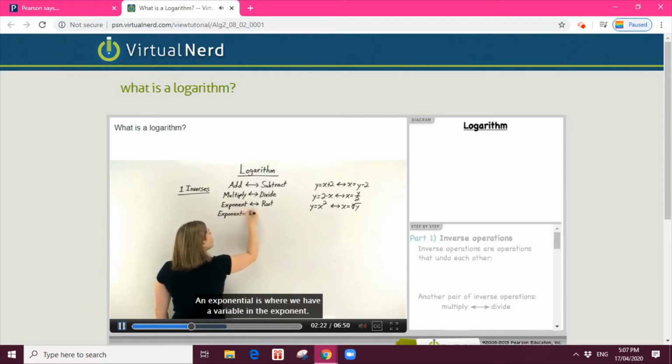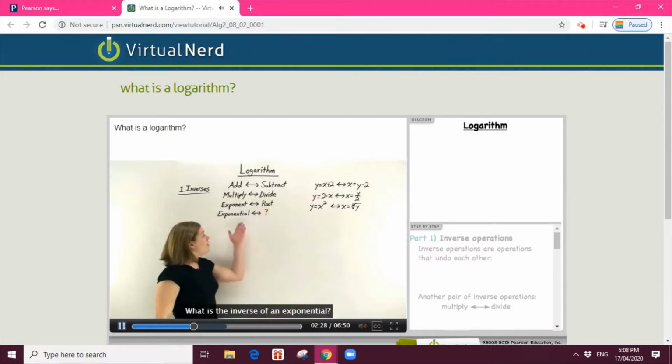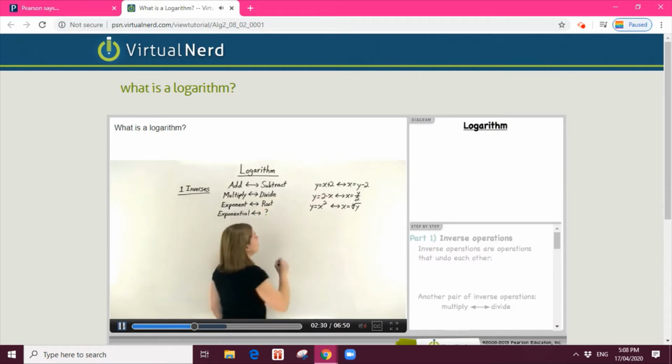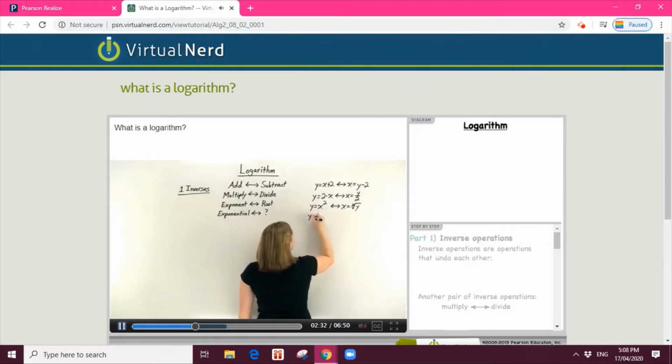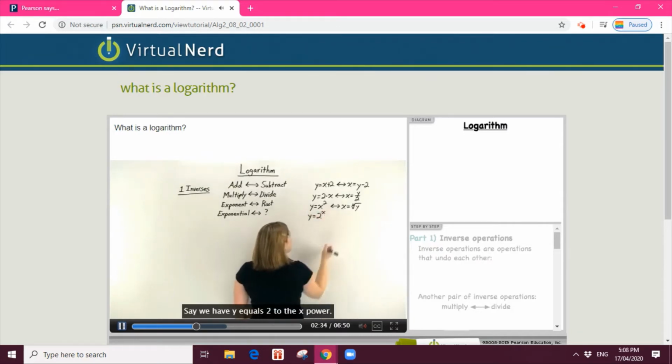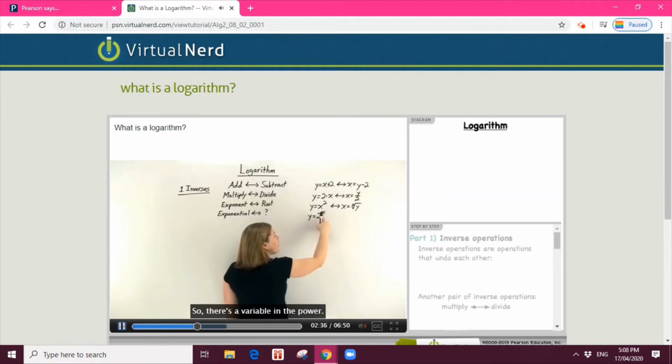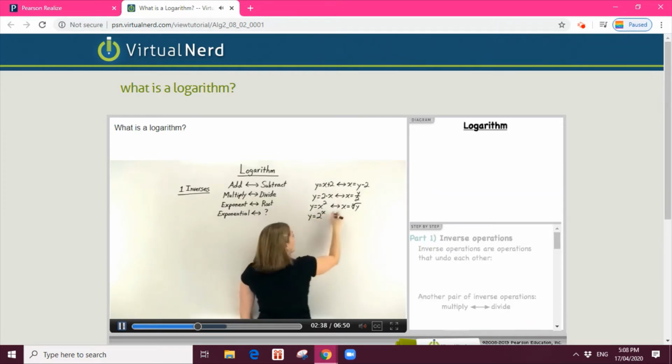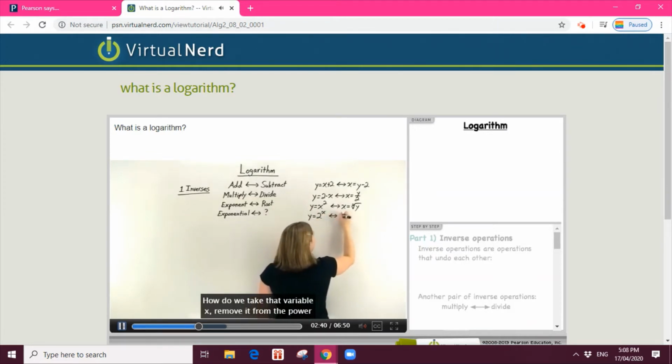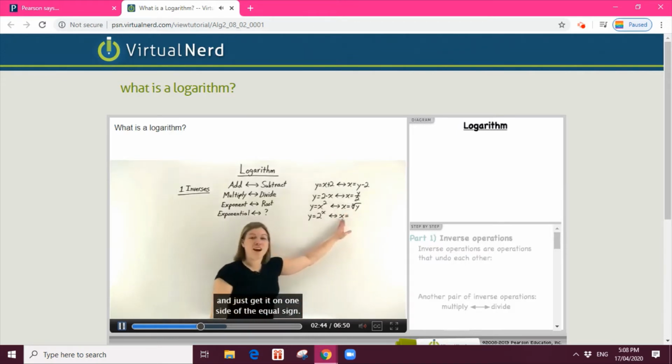Okay, now what if we have exponentials? An exponential is where we have a variable in the exponent. What operation undoes that? What is the inverse of an exponential? Well, let's take a look at a problem. Say we have y equals 2 to the x power. So there's a variable in the power. How do we take that variable x, remove it from the power, and just get it on one side of the equal sign? How do we solve that?